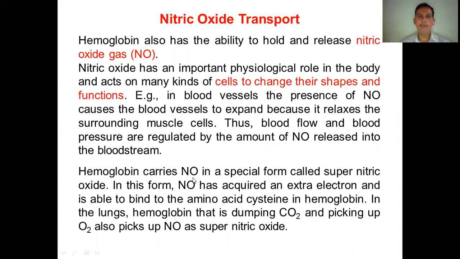Hemoglobin carries nitric oxide also in a special form called super nitric oxide. In this form, nitric oxide has acquired an extra electron, and it is able to bind to the amino acid cysteine in the hemoglobin. In the lungs, hemoglobin that is dumping CO2 and picking up oxygen also picks up nitric oxide and super nitric oxide. So along with the oxygen, nitric oxide is also being taken up. Since this plays a role in the relaxation of the muscles, it is quite useful.